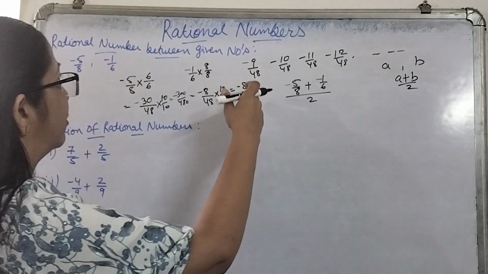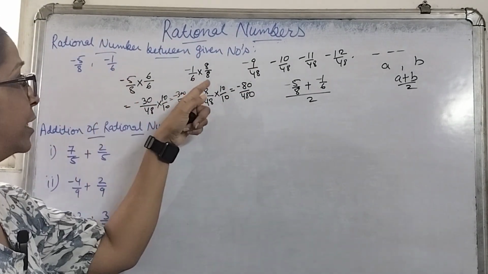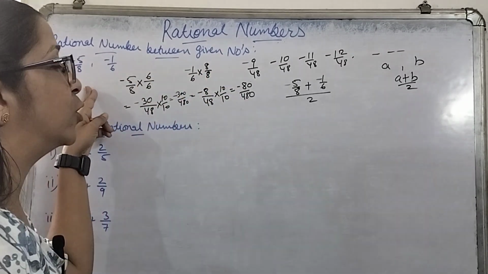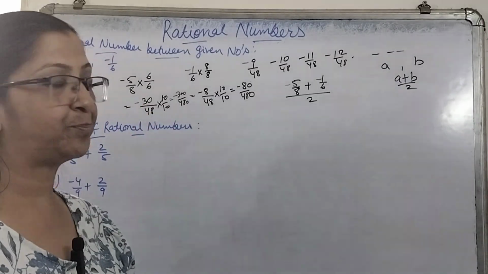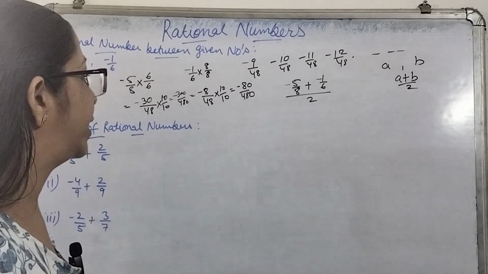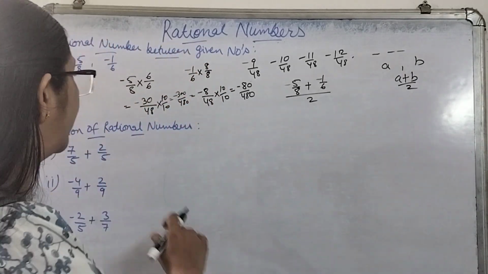So this is how we can find the rational numbers between any two given rational numbers. We have to make the denominators the same. Then from the smaller numerator to the bigger numerator, you keep on moving, keeping the denominator the same. Next is addition of rational numbers. How to add rational numbers? If we have two or more rational numbers, how can we add them?